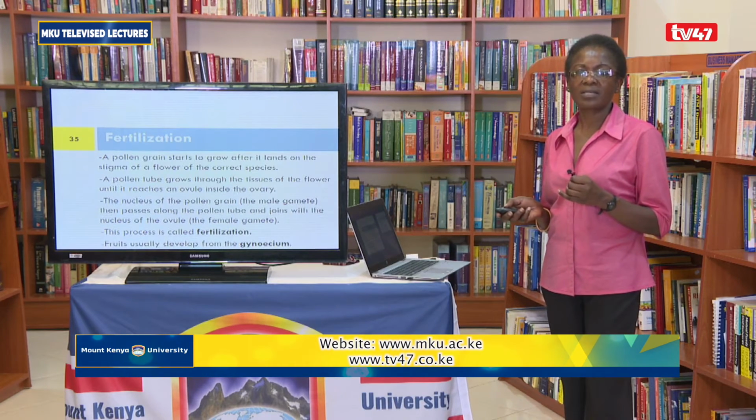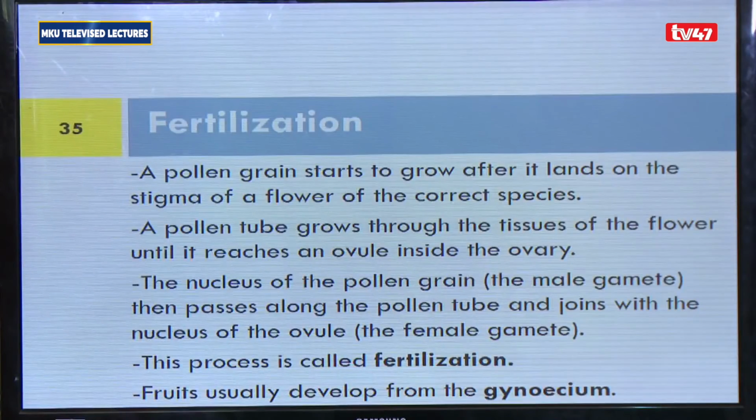As it grows downwards, it is growing in line with and in response to gravity, and also away from light. So we say the growth of the tube towards the ovary is gravitropic, meaning it grows in response to gravity, so it grows downwards. The tube carries the male gametes with it. Within it we find the male gamete, a generative nucleus, and the tube nucleus. The tube nucleus is at the tip of the tube, guiding the tube downwards in the style.